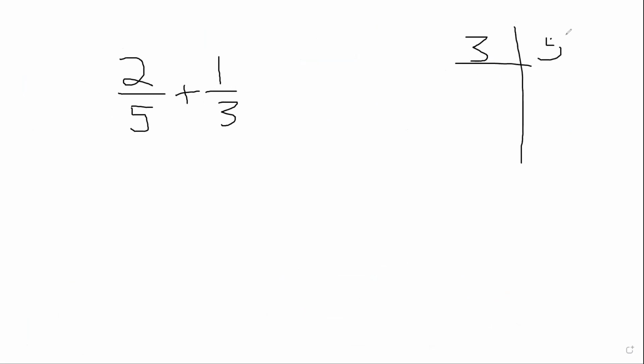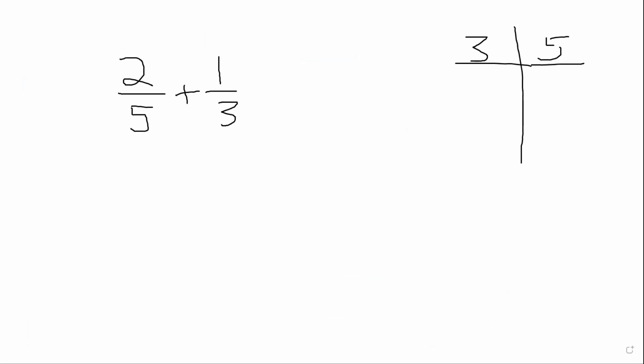All right, so we have 2/5 plus 1/3. Now, to find the least common multiple, we need to come right over here and, friends, make our two different lists. So we're going to make our 3's list and we are going to make our 5's list, right?